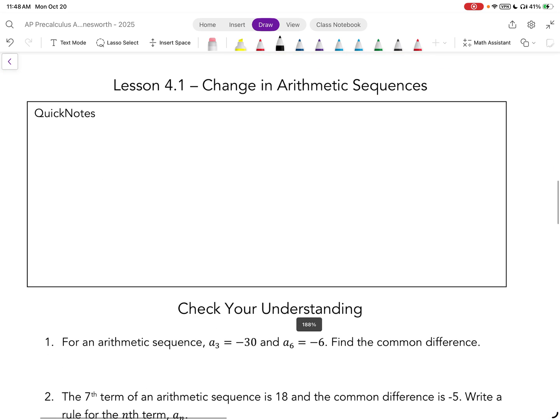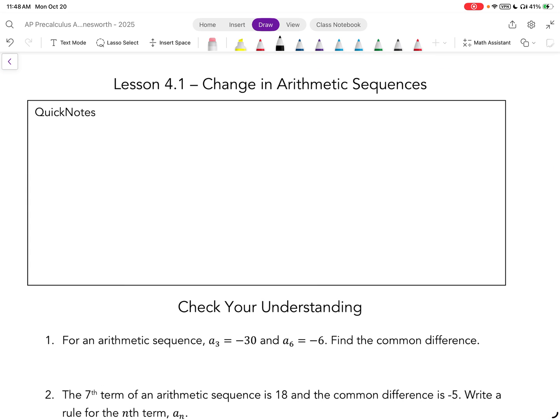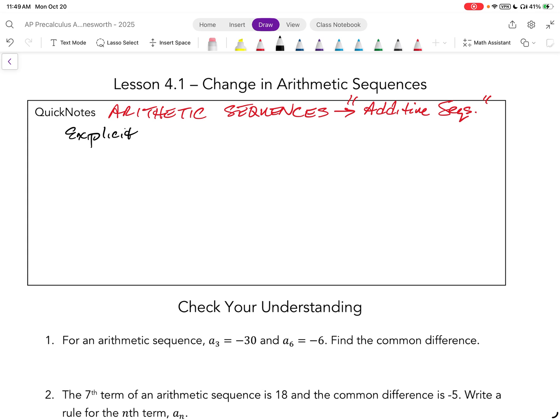All right, so let's summarize everything that we were talking about. We're dealing with arithmetic sequences here, sequences that use addition to generate the terms. You can think of them as additive sequences. So what did we go over? We went over the function rule, which is called the explicit rule. Just giving you the math lingo here.